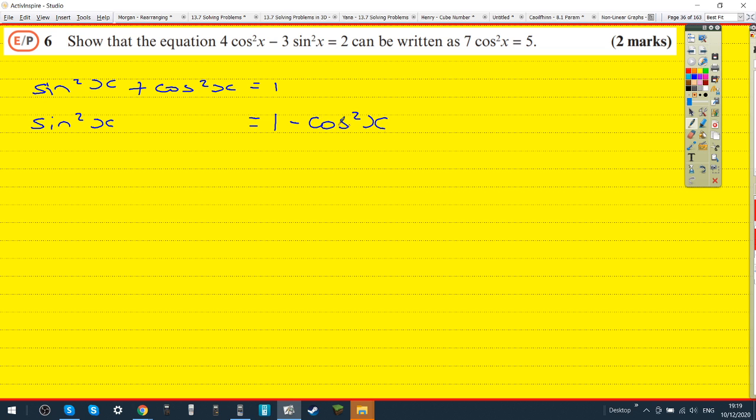Okay, so use that to eliminate sine squared x in our question. So could you rewrite it as 3 brackets 1 minus cos squared x? Well done. And now let's simplify. So can we multiply everything in the bracket by minus 3? Yep. Okay.